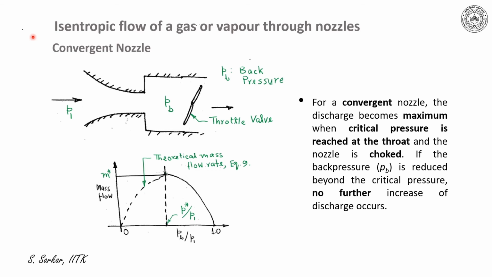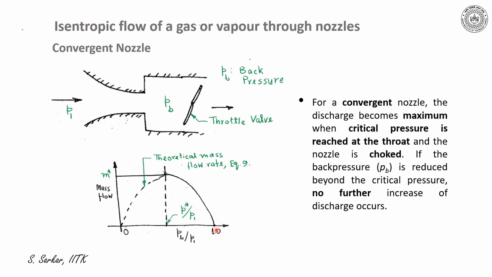Considering the knowledge we gained regarding isentropic flow of gas or vapor through a nozzle, I have given an example for a convergent nozzle. So I have indicated here a convergent nozzle where inlet pressure is P1 and the exit pressure, which is the back pressure PB, is controlled by a throttle valve. I have illustrated here the mass flow rate as the pressure changes, that is, as the back pressure changes. I have indicated here the mass flow rate with respect to the back pressure, where back pressure is represented by a ratio PB by P1, where P1 is the inlet pressure.